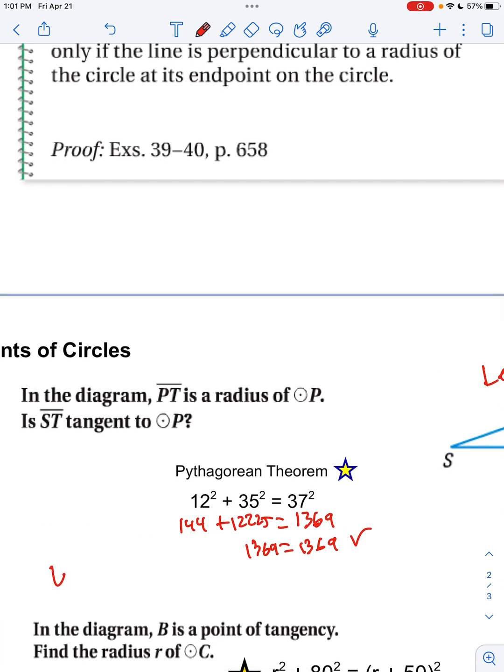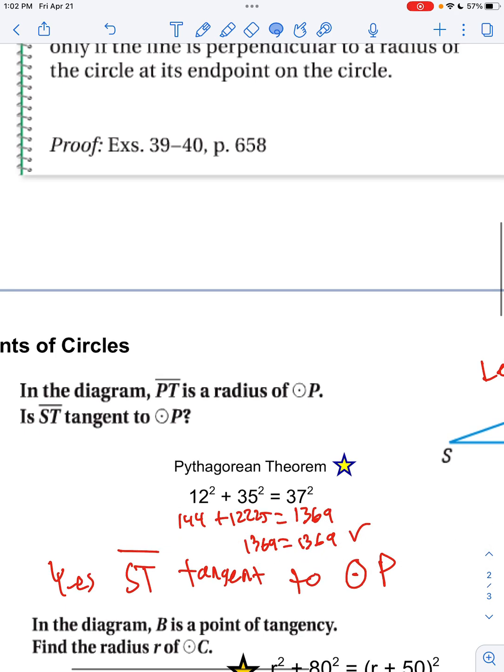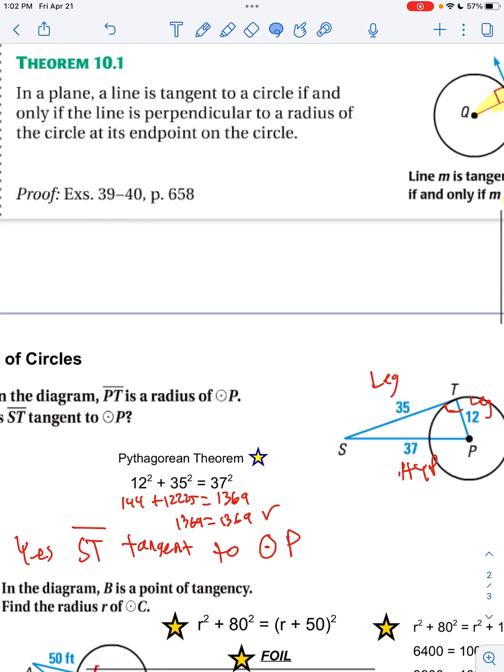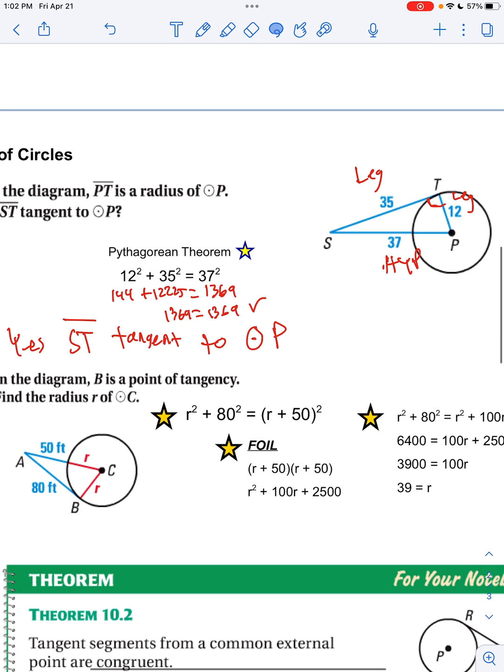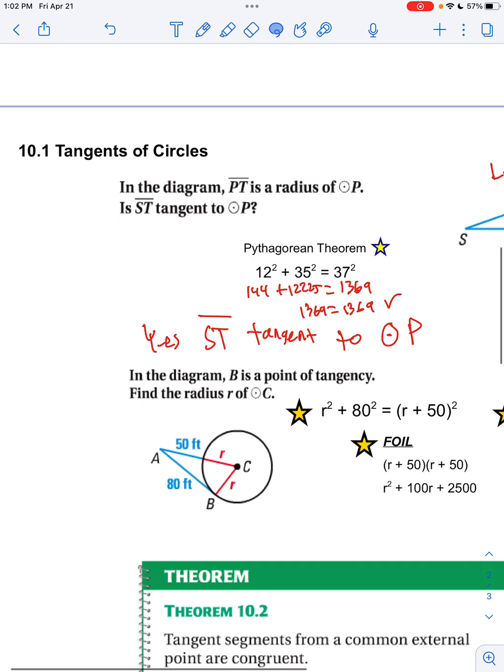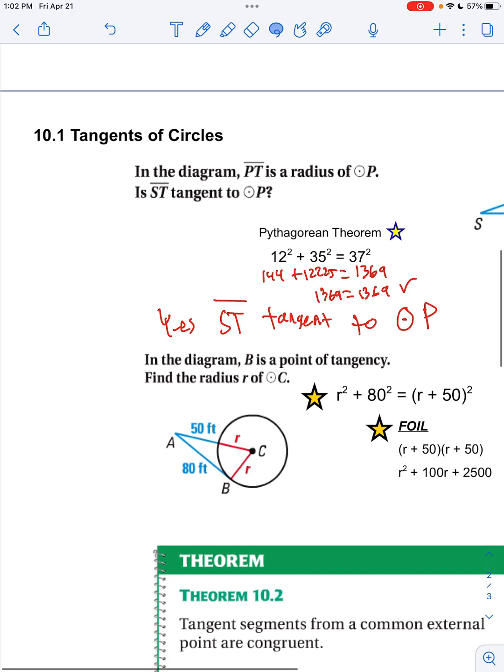So yes, ST is tangent to circle P. And that's how you'd read this statement. See if I can draw it more in the center. Come on. There it goes. ST is tangent to P. Let's take a look here. In the diagram, B is a point of tangency.